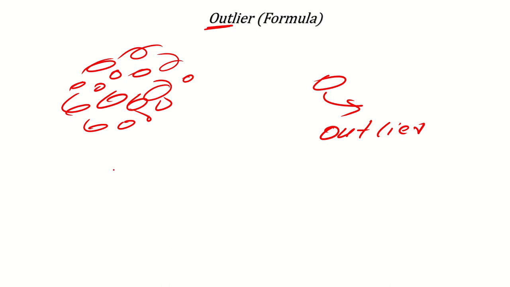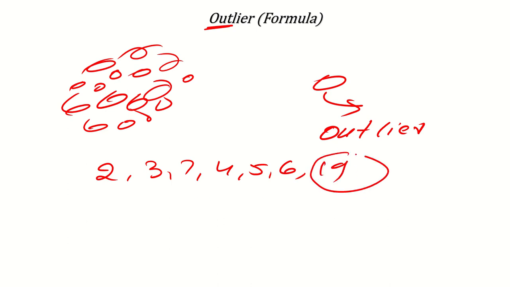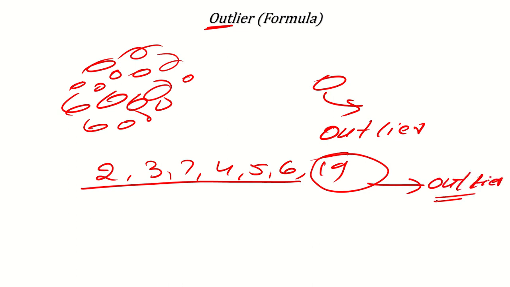Maybe they will say that there are some numbers: 2, 3, 7, 4, 5, 6, 19. So you can see that 19 is far away from these numbers. Yes, so 19 may be an outlier, but you cannot decide by guessing that it seems to be very far, so it will be an outlier. We have a formula for that.